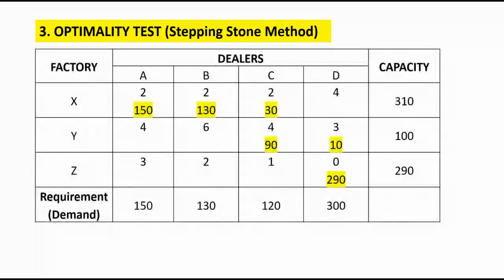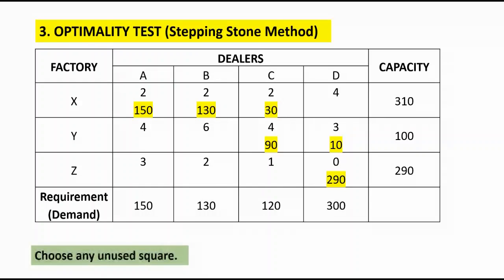So the stepping stone method will start with the first step, in which we select any vacant square or any unused square. This time we have 1, 2, 3, 4, 5, 6 vacant squares, and we will just select any of these six. But this time for this video, we are going to select this cell, the square DX.